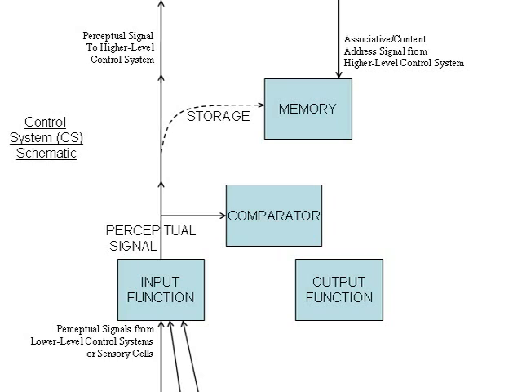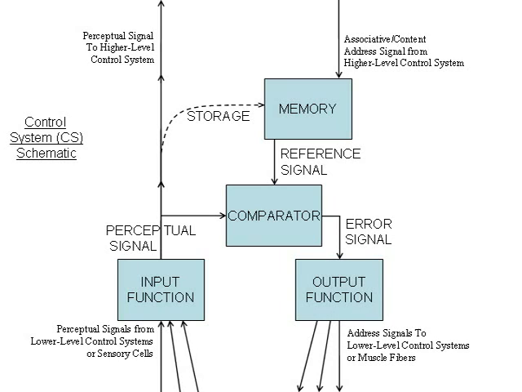From time to time, memory receives an address signal from a higher level CS's output function, selects its stored reference standard whose address best matches the address signal, and sends the reference standard in the form of a signal to the comparator. Unless the input signal and the reference signal agree within limits, the comparator sends an error signal to the output function, which in turn sends signals addressing one or more lower-level CSs or reaching outside the CS realm to stimulate one or more muscle fibers.